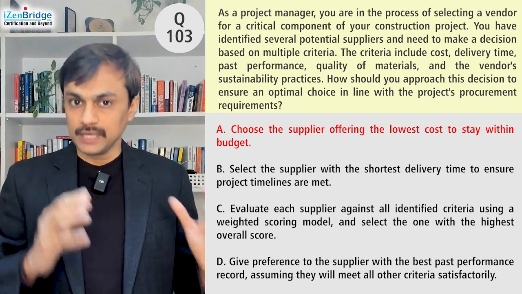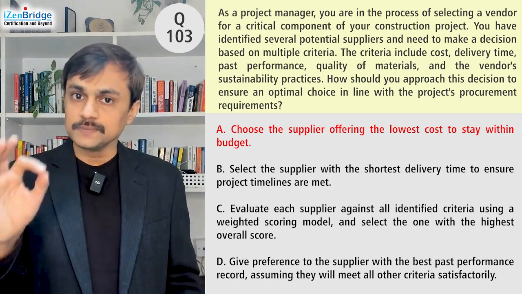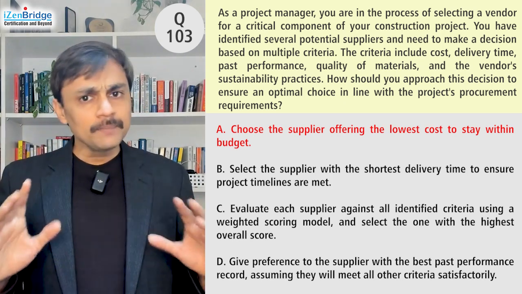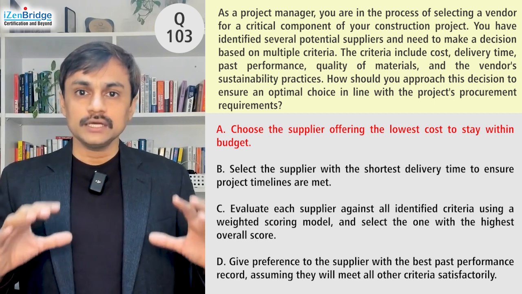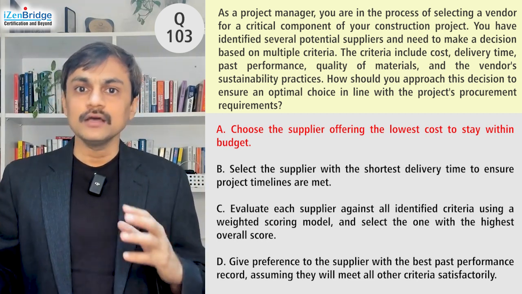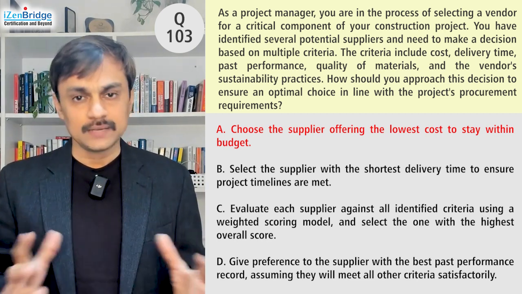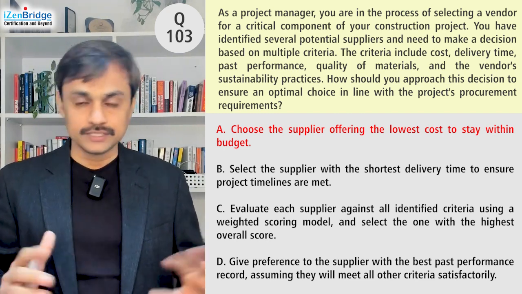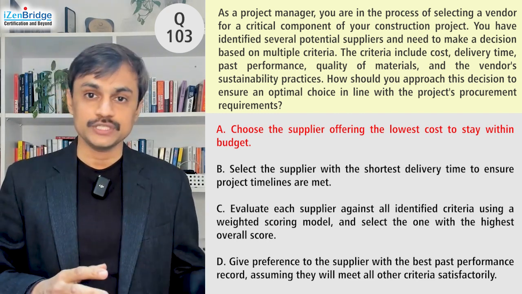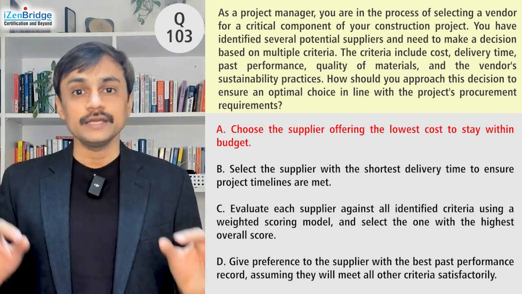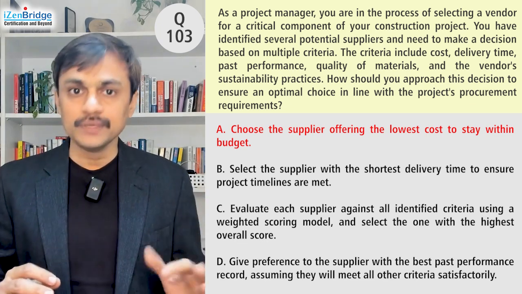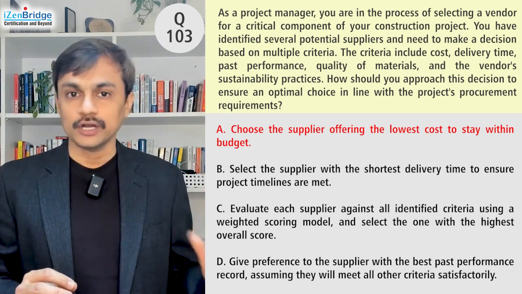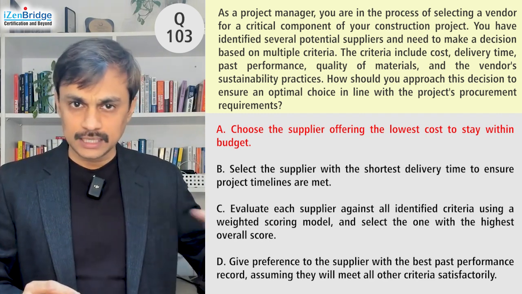Many of us may be working in organizations where cost plays a critical factor, and that might be okay when the deliverables of these suppliers are pretty much replaceable. If there is not much quality difference, then probably we just want to go with the lowest cost. But the question is clearly indicating multiple criteria, so just jumping on cost as a parameter is not a good idea. So I ignore option A.